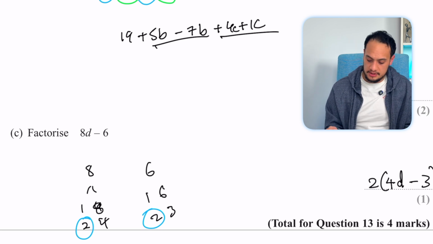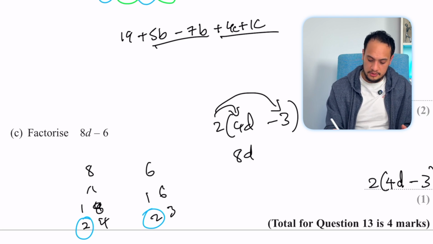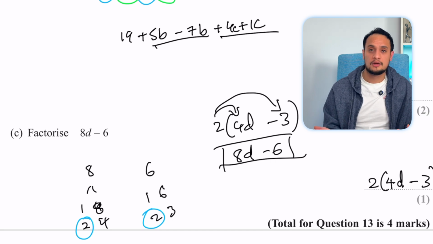Now what I can always do, just to check that, is multiply out. So you've got 4d take away 3. I can multiply that. So 2 times 4d is 8d. So that's fine. And then 2 times minus 3 is minus 6. If I multiply out or expand after I factorize and I get the same answer, then I'm probably along the right lines.